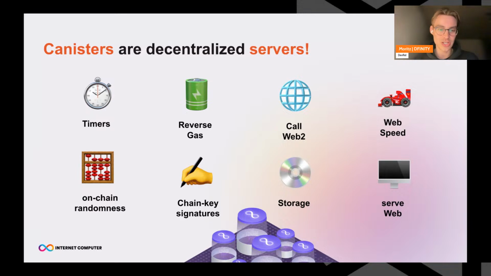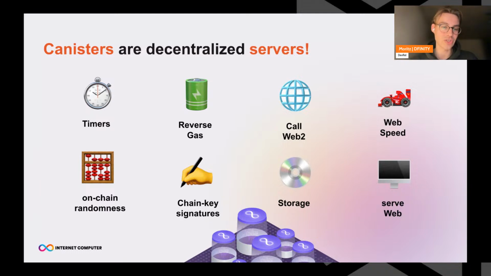On to the next one, on-chain randomness. So again, something that's provided by the protocol. We have secure and verifiable random numbers available in the context of a canister. This is also something that you usually would need an oracle for, but here not necessary.